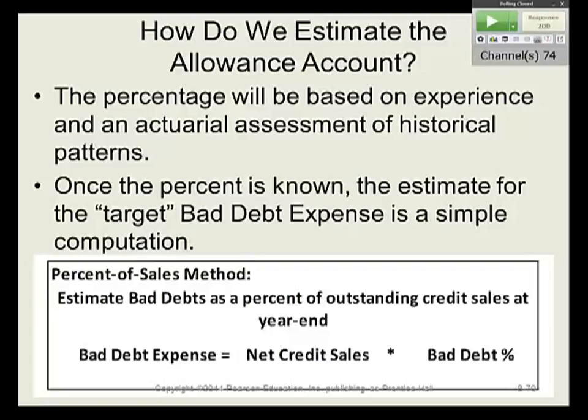The percentage of sales is pretty simple, and we're just going to go over the theory today. I would have to give you the net credit sales and the estimated bad debt percentage. That becomes your target expense. That's the expense I have to record, and whatever happens in terms of the allowance is forced, or becomes a byproduct of that computation.